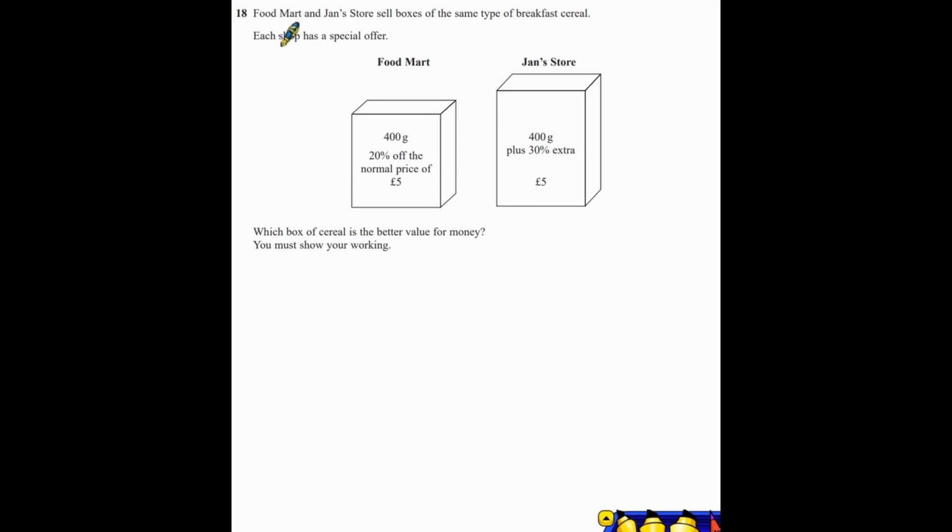In question 18, we are being told that Food Mart and Jan's store sell boxes of the same type of breakfast cereal, but each store has a special offer. Food Mart then are selling a 400-gram pack, and they are offering 20% off the normal price of £5. In Jan's store, the actual size of the package is being increased. It was 400 grams, but it's now being increased by 30%. The price, however, is staying at £5. We need to know which box of cereal is better value for money and show our working.